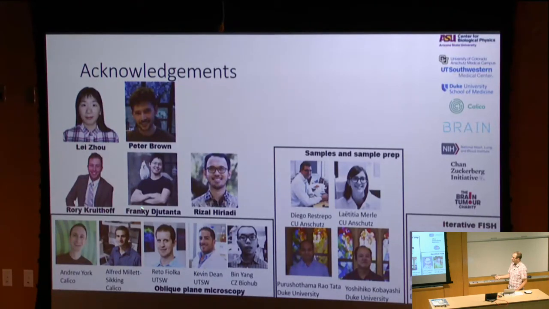The nanotube work I showed you was done by Frankie and Rizal. The oblique plane microscope did not happen in a vacuum, as hopefully everyone saw from everyone's pictures. A huge amount of credit goes to Reto Fiocco for really pushing this forward and thinking about the best way to align the instrument. In his lab at UT Southwestern, they have a few of these now. Samples and sample prep came from CU Anschutz and from Duke. And for the iterative FISH, Jeff Moffat has been instrumental in helping us get up and going on the chemistry, because it's a non-trivial amount of chemistry with all this probe interchange.